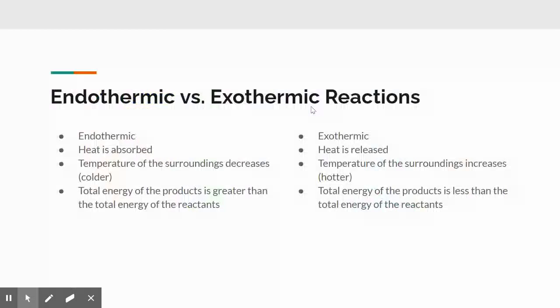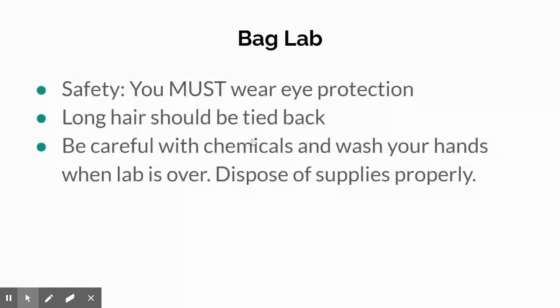All right, so just to recap, this is what you should have on your Venn diagram. Endothermic: heat is absorbed, the temperature of the surroundings decreases, which means it gets colder, and the total energy of the products is greater than the total energy of the reactants. All of the reverse is true for exothermic. Heat is released, the temperature of the surroundings increases, or it gets hotter, and the total energy of the products is less than the total energy of the reactants.